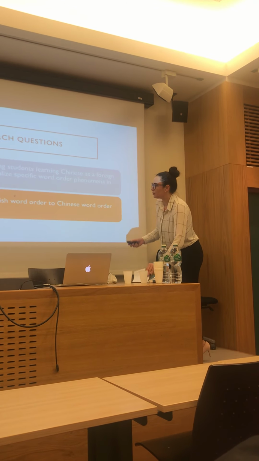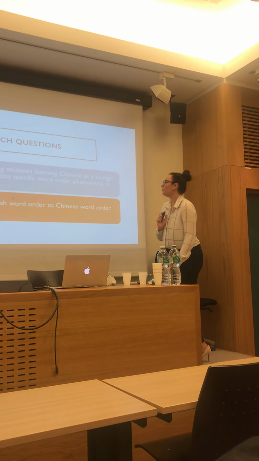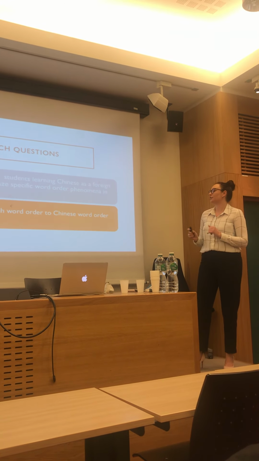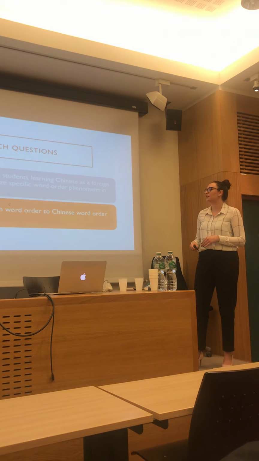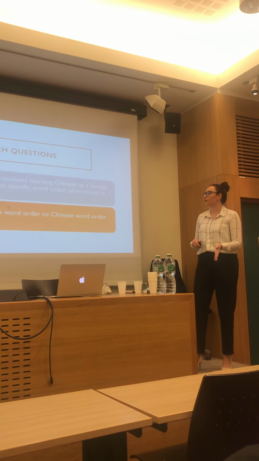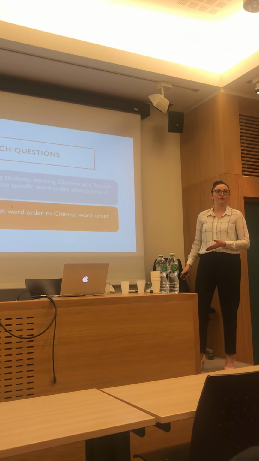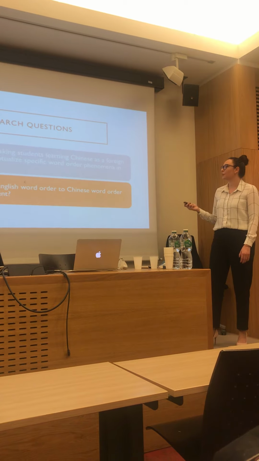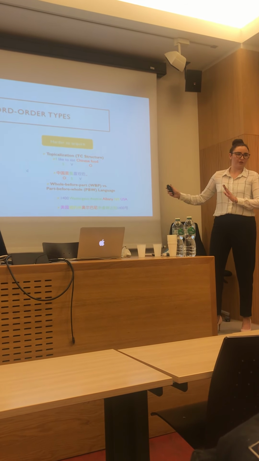And I did find that in my preliminary study with elementary level students of Chinese as a foreign language. Okay, so my research questions are, how do native English-speaking students learning Chinese as a foreign language begin to reconceptualize specific word order phenomena in Chinese? And how does the shift from English word order to Chinese word order take place in L2 development? So basically, I want to figure out at what stages they're going to acquire which word order features. And these are the word order features that I looked at in my study. I'm going to explain them.